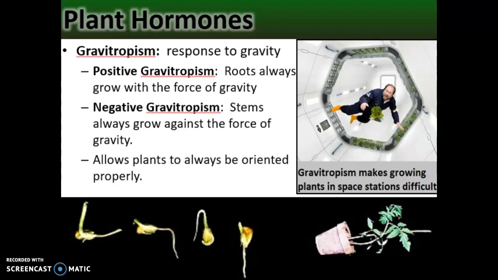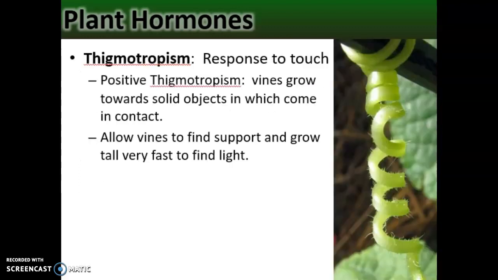The final tropism I want to talk about is called thigmotropism. Thigmotropism is a plant's response to touch. Right? Often we see this with vines. Right? And we see positive thigmotropism, which means that the vine is going to grow towards some type of solid object. Right? Now, once it comes in contact with that object, it changes its growth pattern. It kind of coils around it. These coils are called tendrils, right? And that's how they climb up solid objects in order to support themselves.